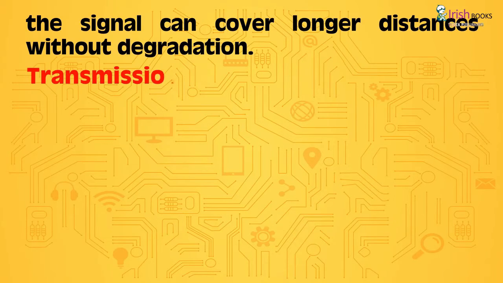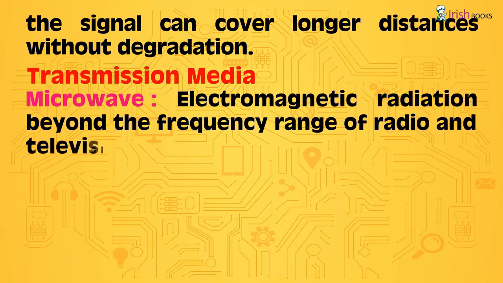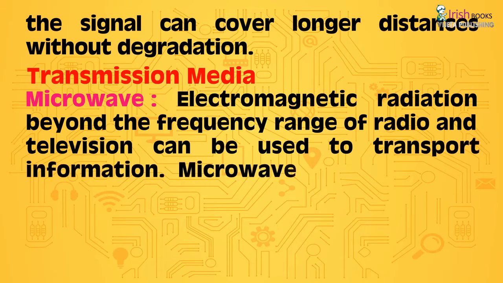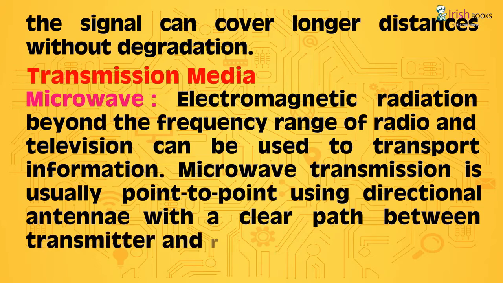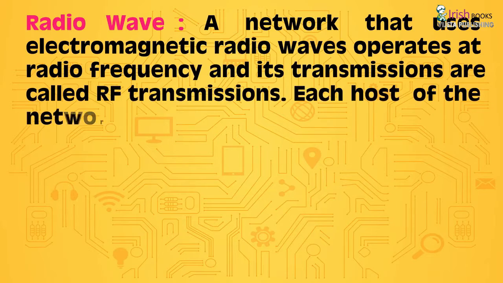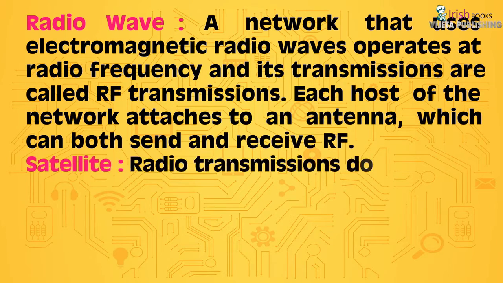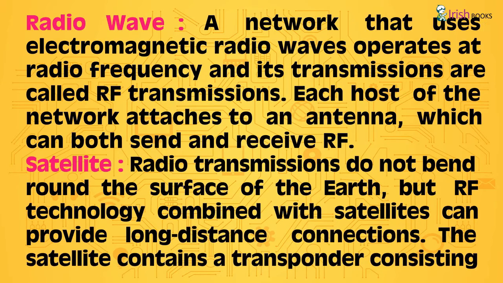Transmission media. Microwave. Electromagnetic radiation beyond the frequency range of radio and television can be used to transport information. Microwave transmission is usually point-to-point using directional antennae with a clear path between transmitter and receiver. Radio wave. A network that uses electromagnetic radio waves operates at a radio frequency and its transmissions are called RF transmissions. Each host of the network attaches to an antenna which can both send and receive RF.